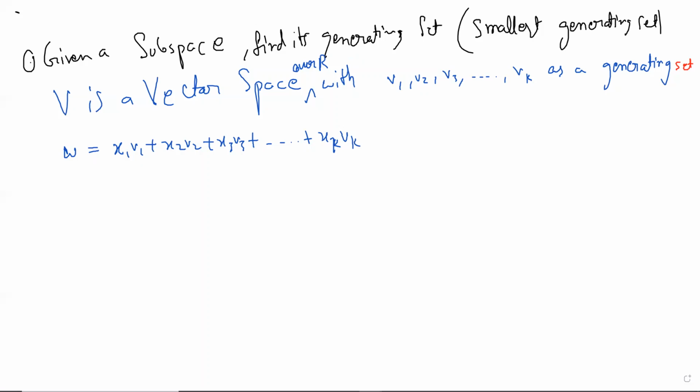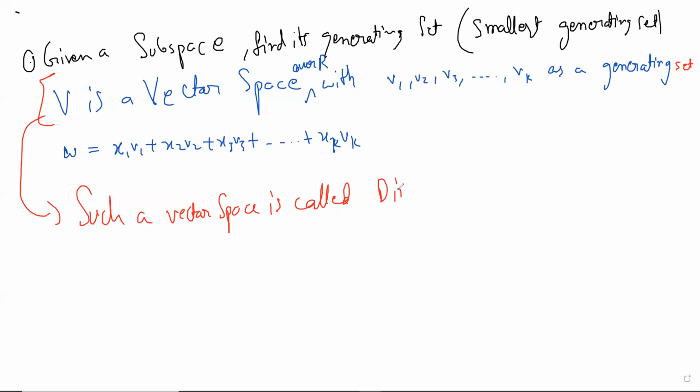Now, whenever this happens, we say that, because usually what is a finite dimensional vector space is not the definition. So this is the definition of it. Such a vector space is called finite dimensional. So even without knowing anything about dimensions, if it has a finite generating set, that is the definition of finite dimensional. Of course, finite dimensional over the base field R. Now our goal is to find the smallest generating set.